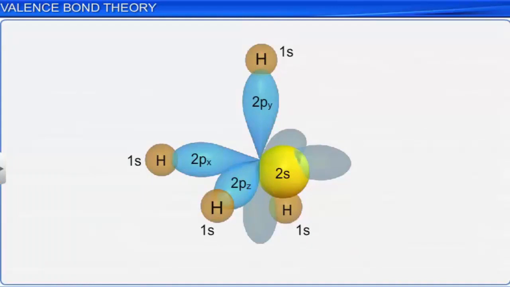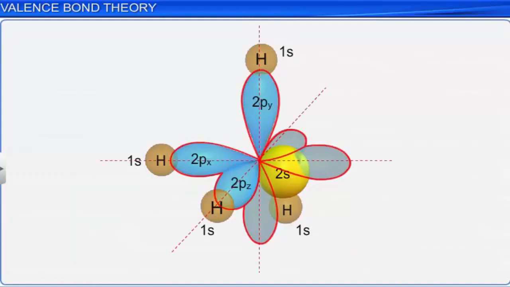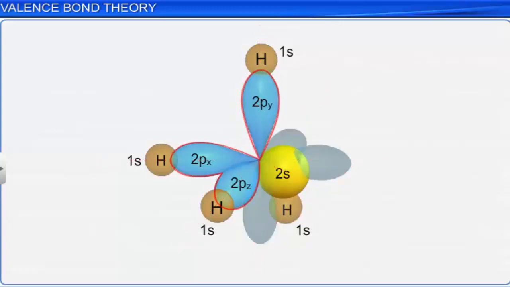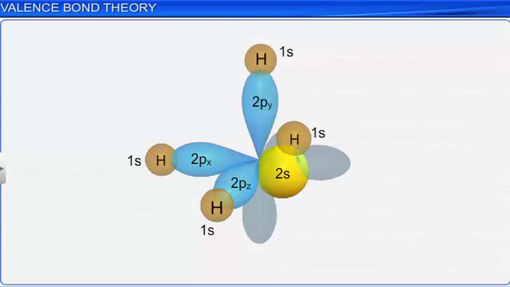We know that p orbitals lie perpendicular to each other. Hence, the three CH bonds in methane molecule are expected to be oriented at 90 degrees to one another. The 2s and 1s orbitals of carbon and hydrogen can overlap in any direction, since they are spherically symmetrical. Thus, the direction of the fourth bond cannot be ascertained. This means that all the four CH bonds in methane are not identical.